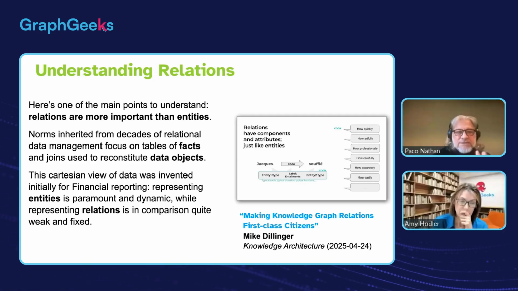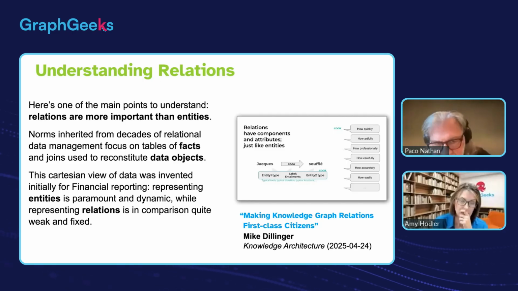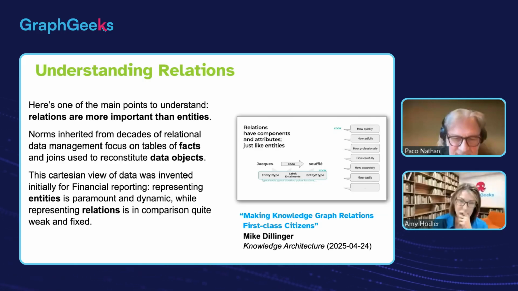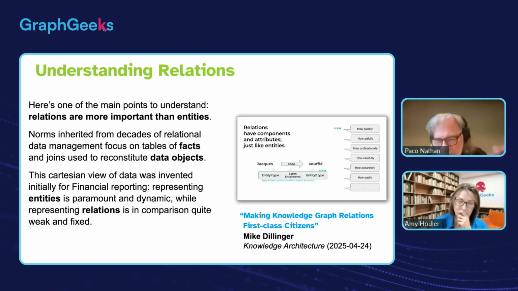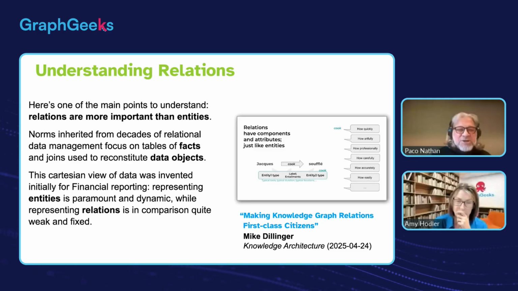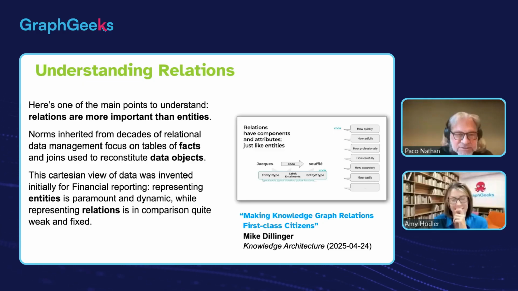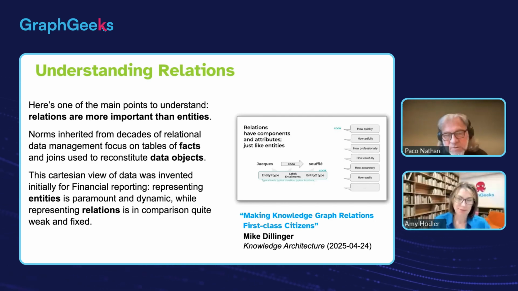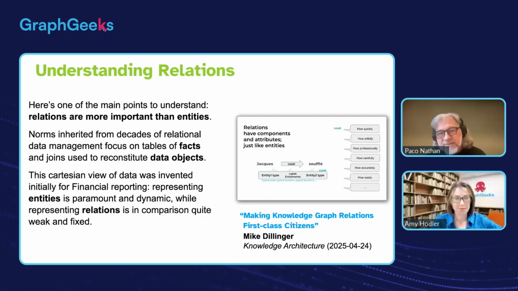So I really want to underscore here that we've had norms inherited from decades of having relational data management beaten in everybody's skulls, that you're supposed to focus on tables of facts and use joins to reconstitute. And you know what? The relations aren't that important. Bullshit. It's a very Cartesian, Aristotelian view of data. It was originally intended for financial reporting. The original SQL work was done on behalf of the US intelligence community. That's why the name Oracle came out.